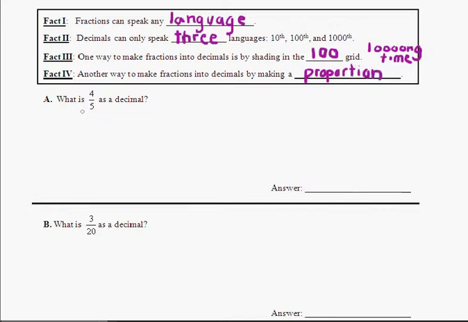Problem number 1. What is 4/5 as a decimal? Well, 4/5 does not speak a decimal language right now. It speaks 5-ish, and we want it to speak tenths, hundredths, or thousandths. So our first step, step 1, will always be to write a proportion and to try to make this fraction speak tenths, or hundredths, or thousandths.